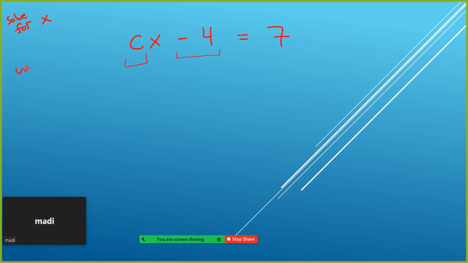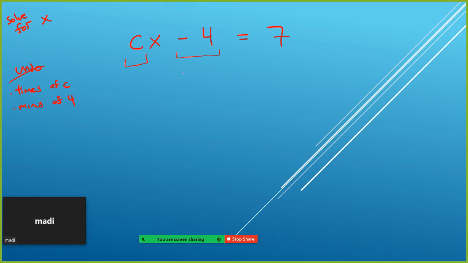Let me write this down just in case it's helpful for you or anyone. We need to undo the timesing of C, the multiplying of C, and we have to undo the minus of 4. So let's do that. Let's undo timesing C and undo minus 4. I'm trying to encourage everybody to do the farthest one from X first. So out of C and 4, which one looks farther away to you? The negative 4.